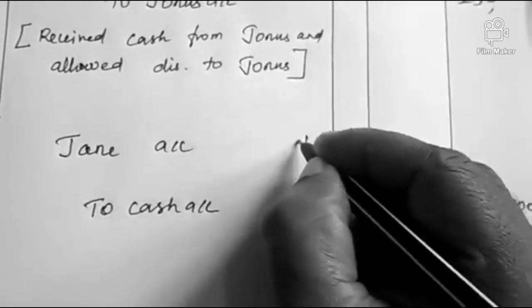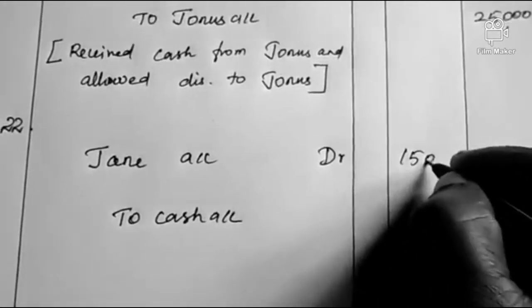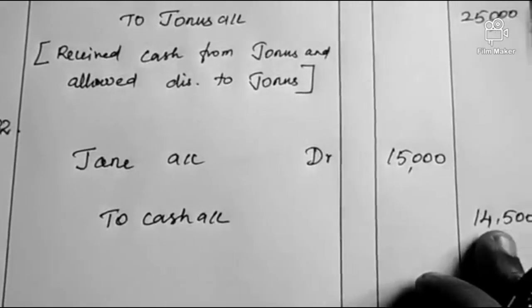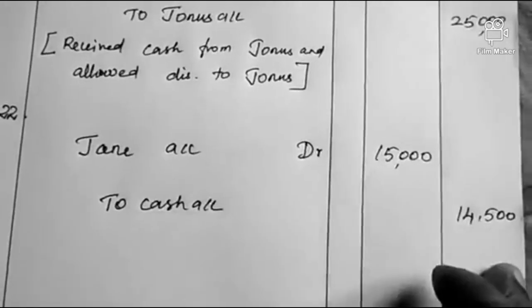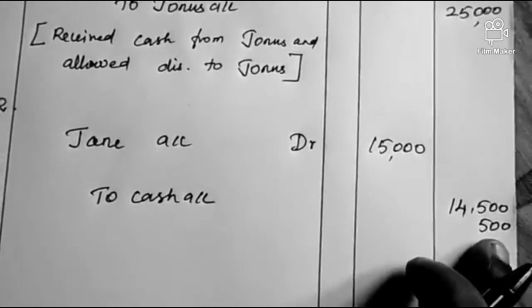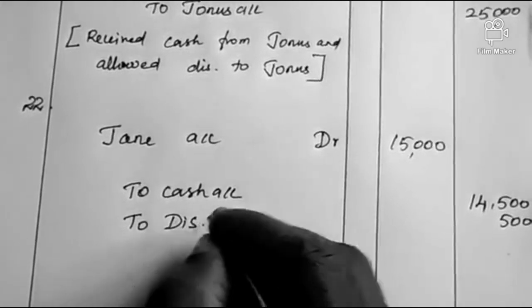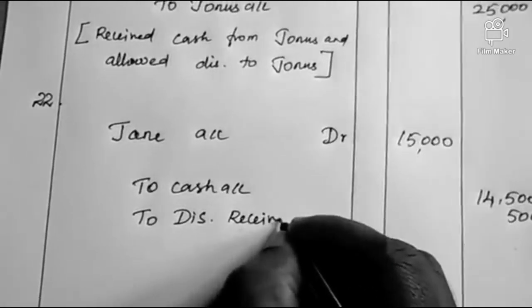Jane account debit. How much amount are you supposed to pay? 15,000. But you have paid only 14,500. What is the difference? 500 difference is credit. You have found a 500 rupees difference, no? Just write discount received.